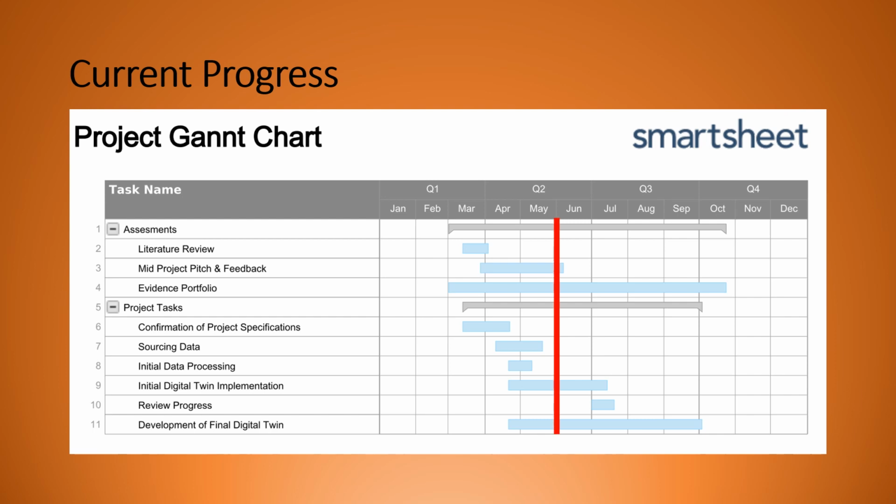Here on this slide, we see where we are in terms of the entire project. At this stage, there is still quite a lot that needs to be done in terms of the project.